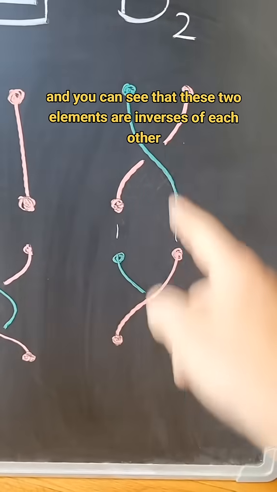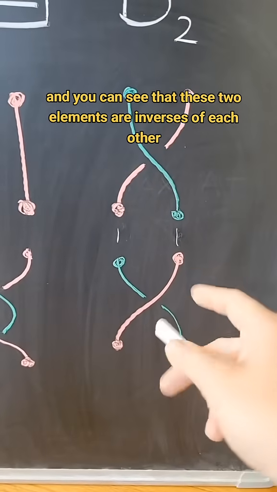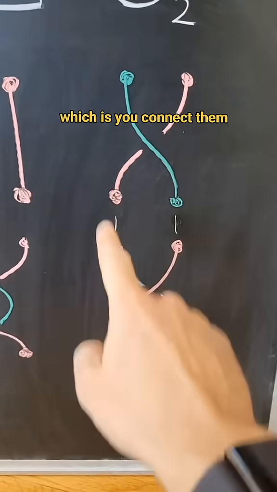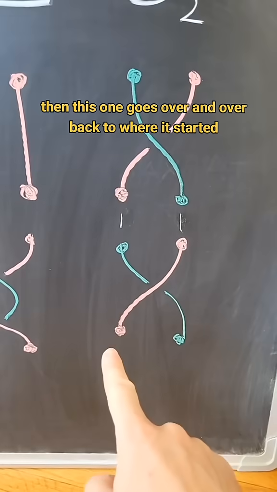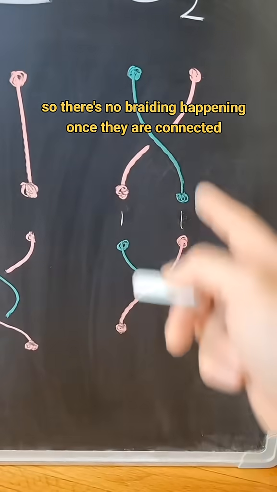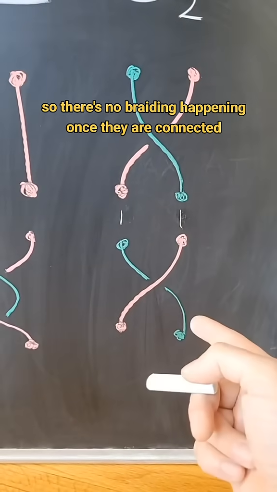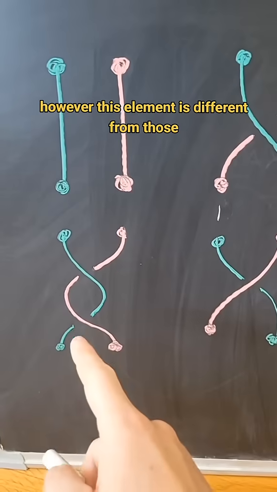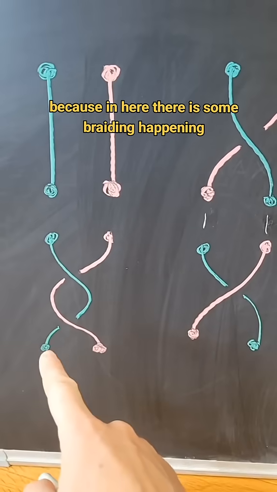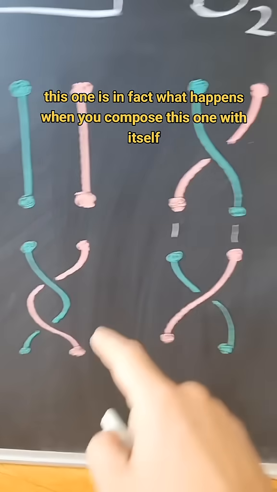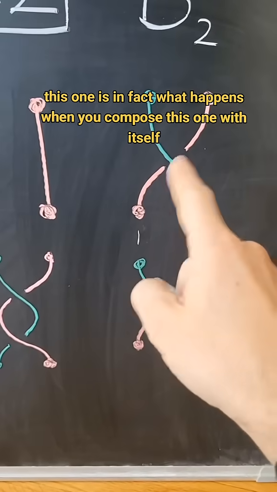And you can see that these two elements are inverses of each other, because if you compose them, which is, you connect them, then this one goes over and over back to where it started, so there's no braiding happening once they are connected. However, this element is different from those, because in here there is some braiding happening. This one is in fact what happens when you compose this one with itself.